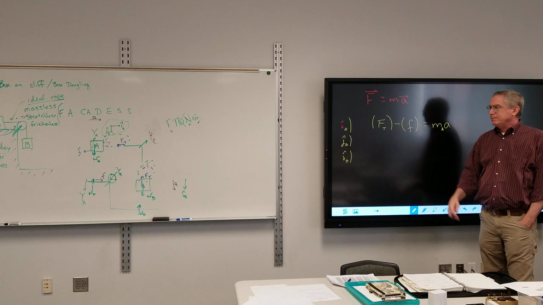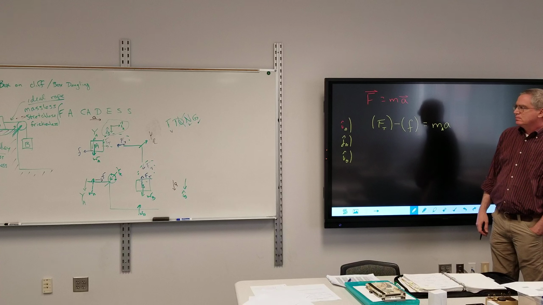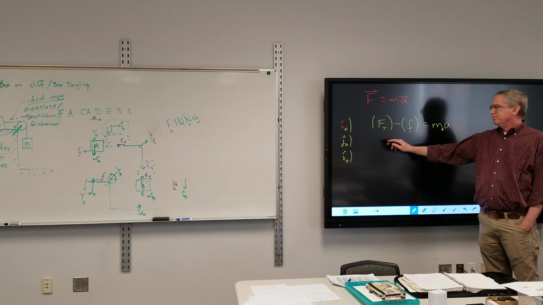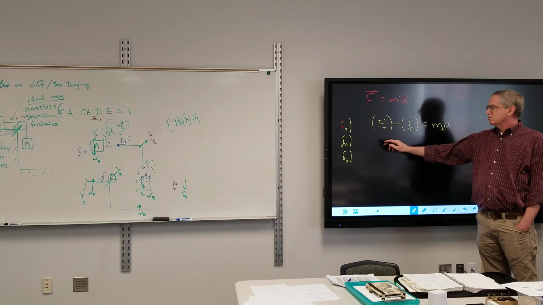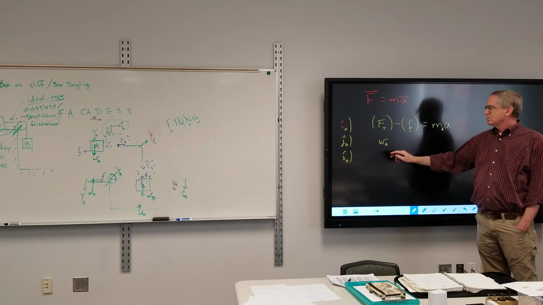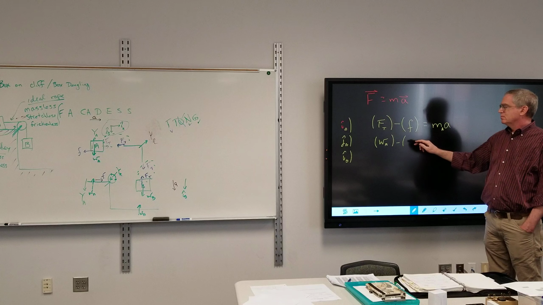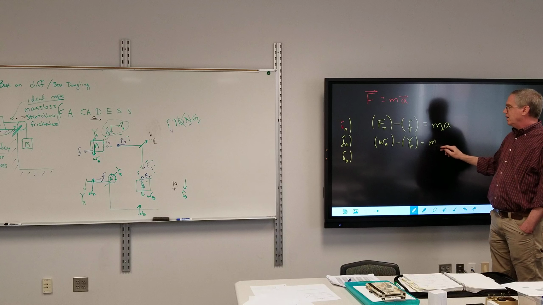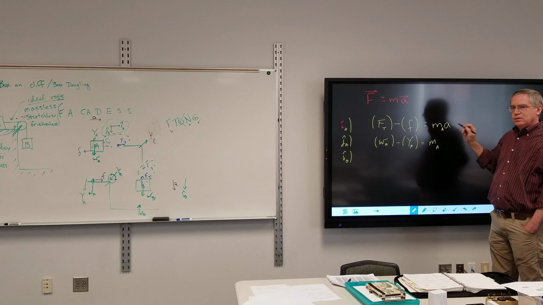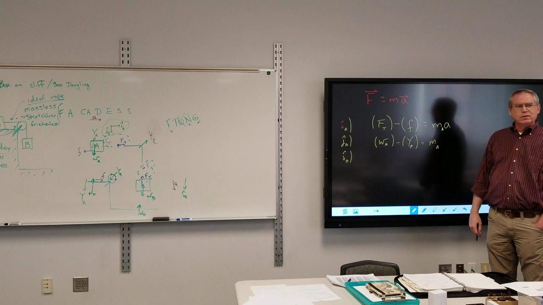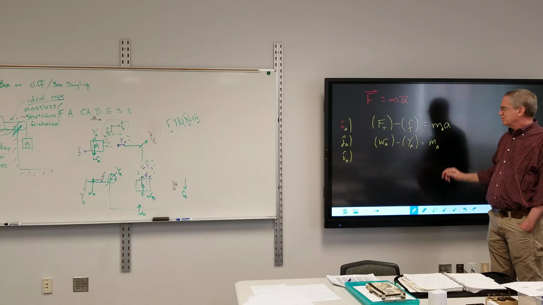All right, J hat. What are all the ones in the positive J hat direction? Force of gravity. Okay. All the ones in the negative? The normal force. And that's equal to mass A times what is the acceleration in that direction? 0.